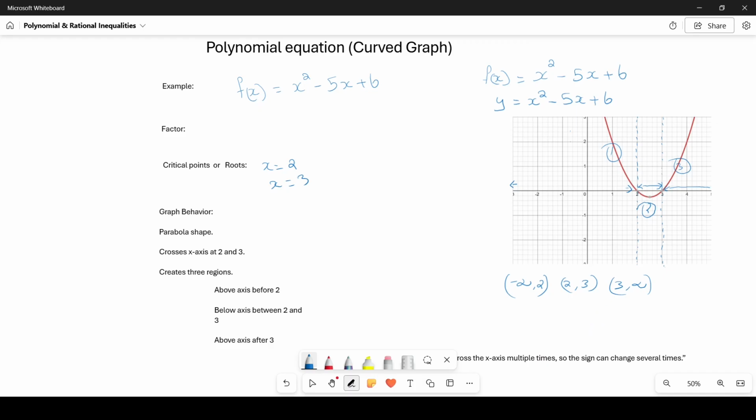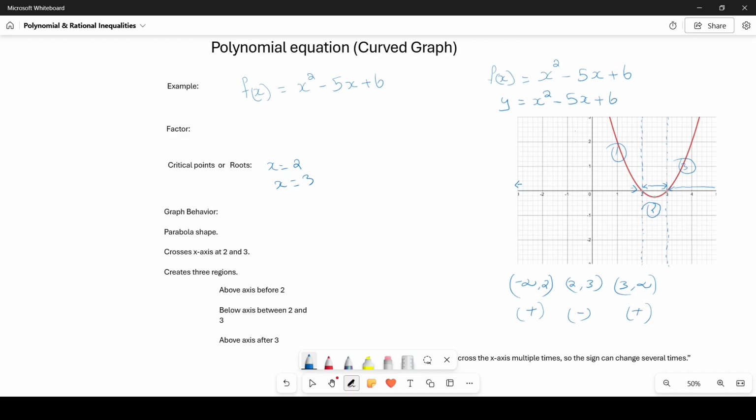From the graph, we can identify that in the first interval, minus infinity to 2, the graph values are positive. Between 2 and 3, the graph goes down to the negative side, so here it will be negative. In this interval, the equation gives negative values. Then in the third interval, 3 to infinity, the graph goes back to the positive range. So it's flipping.